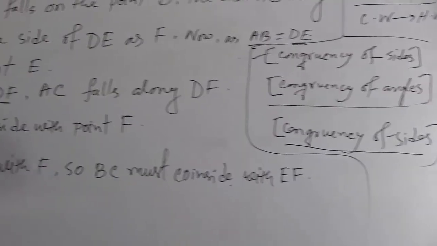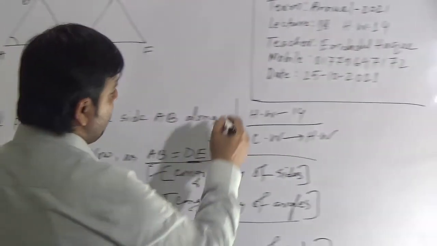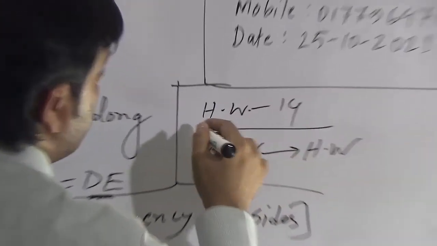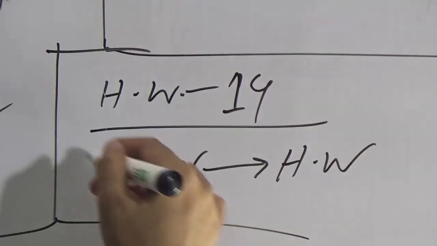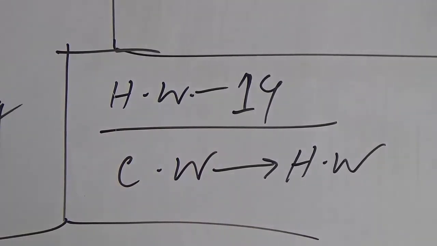Okay, dear students, now you will try to understand this one and learn this one properly. Read very carefully. Now see, this is your homework 14, CW to HW. It means that this theorem 1 is given for your homework.